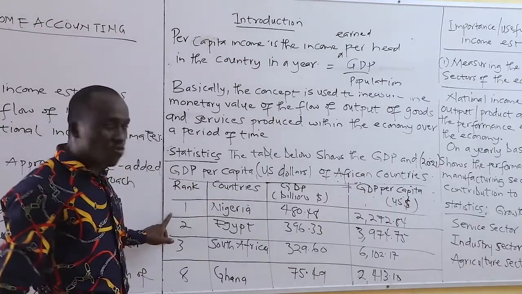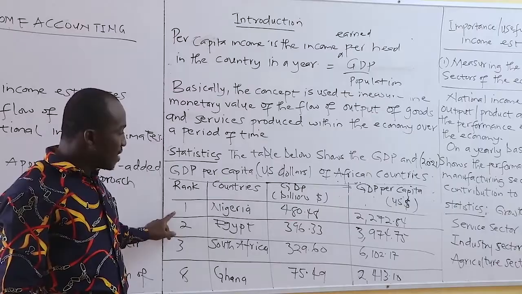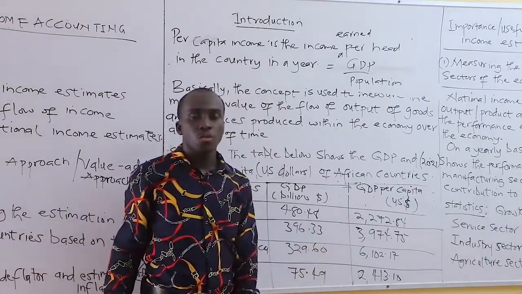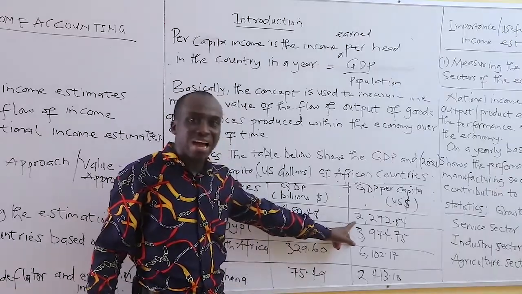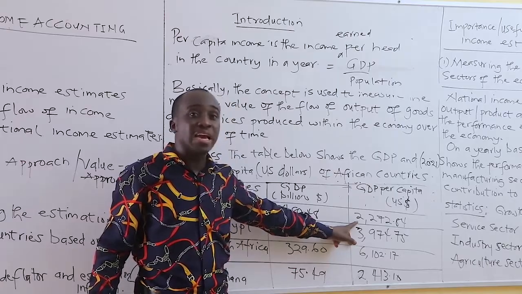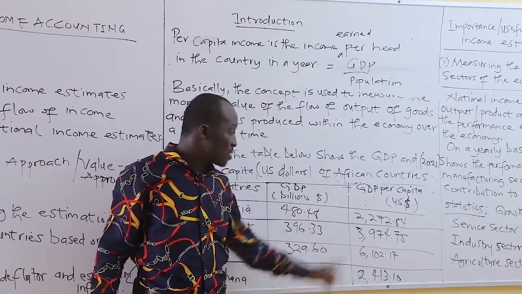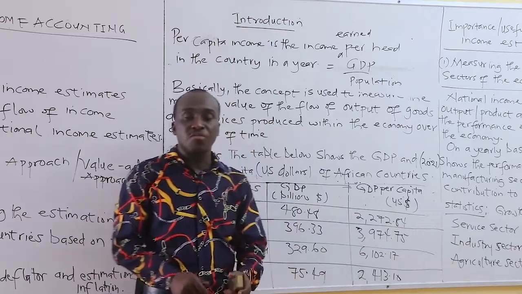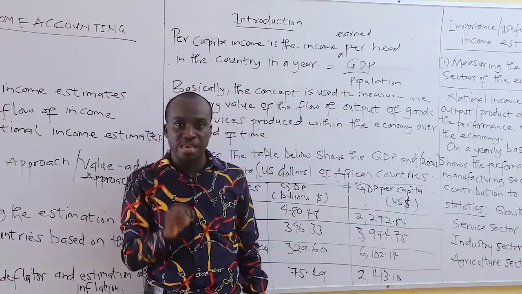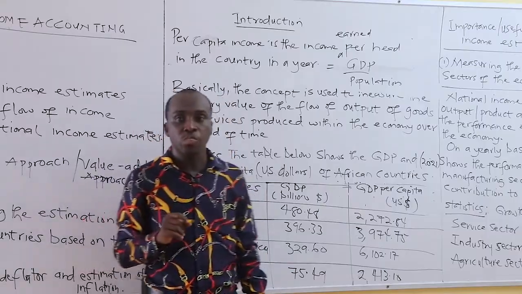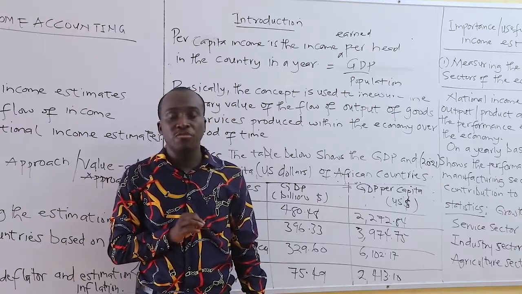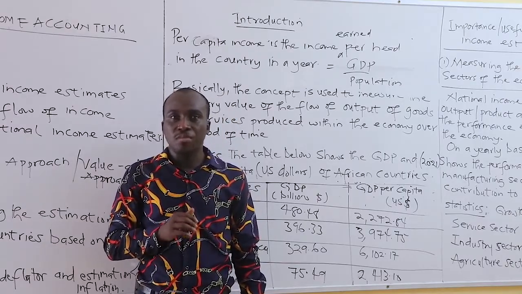In Nigeria, for instance, there are 230 million people. That means if you divide the GDP by population, what they have is per capita income. What does it mean? It means that everybody in the country, on average, in 2001, earned $2,272.84. It doesn't necessarily mean that everybody literally earned $2,272.84, because some people can earn more than that.